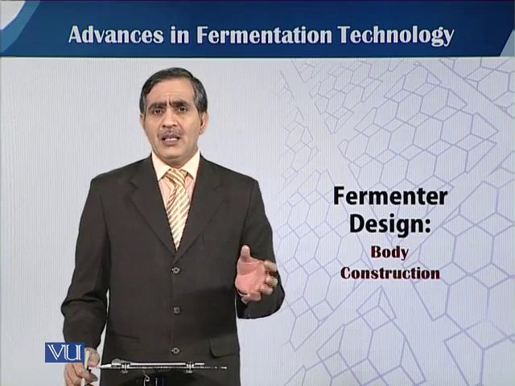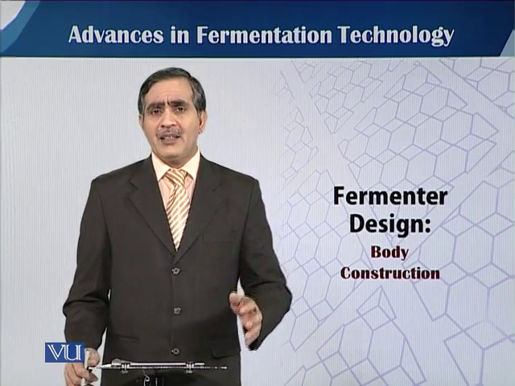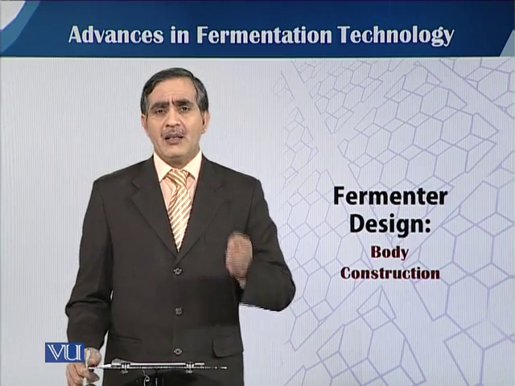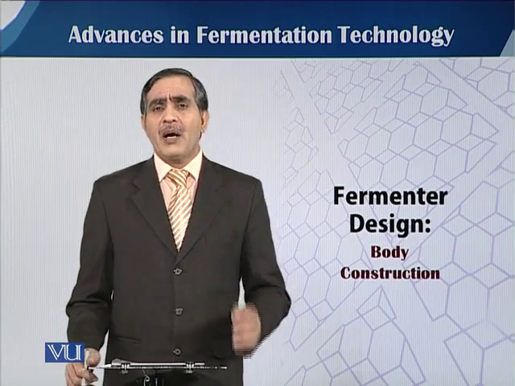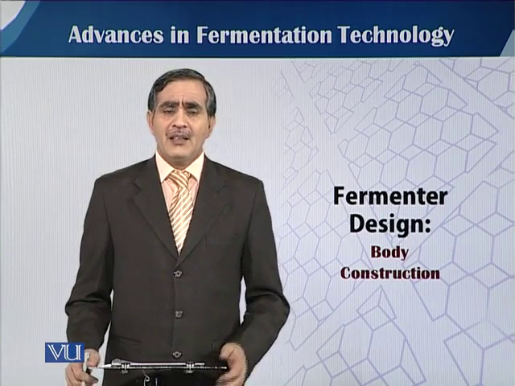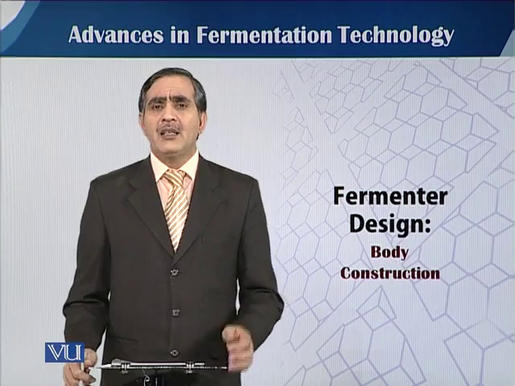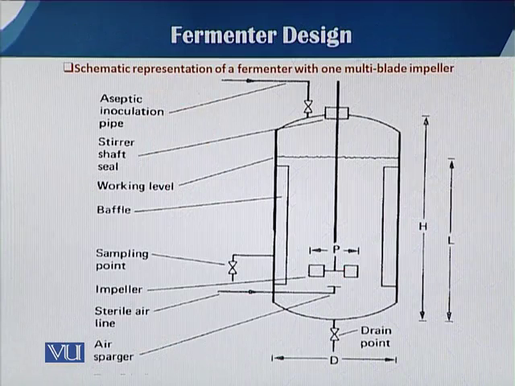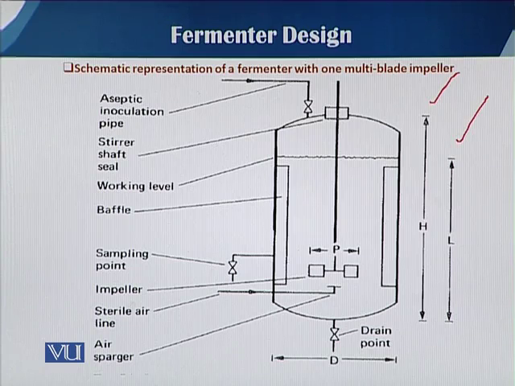If there is an identity or similarity in geometrical shapes from the lab scale to pilot scale and then pilot scale to industrial scale, then it will be very easy to optimize and control the process. As we have already seen, H is the total height of a fermenter and L is the height of the working volume. One more point: P is the width of the impeller.